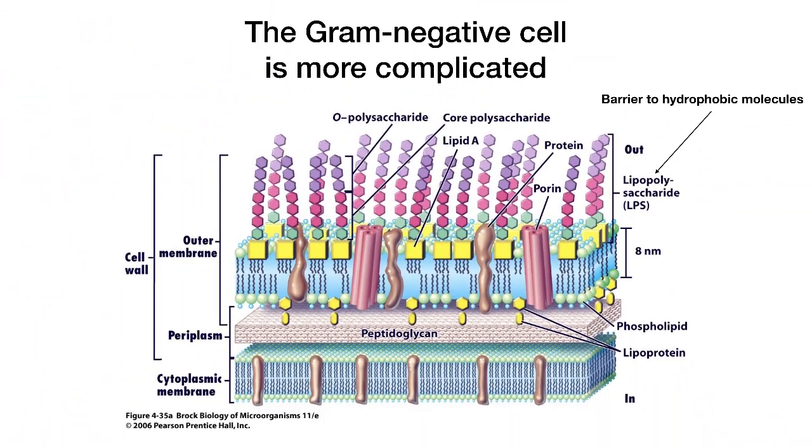The presence of LPS in the outer membrane makes gram-negative bacteria more resistant to some antibiotics and many disinfectants in comparison to gram-positive cells. This is, of course, species dependent. Some species will have more resistance. Some species that are gram-negative will have less resistance.